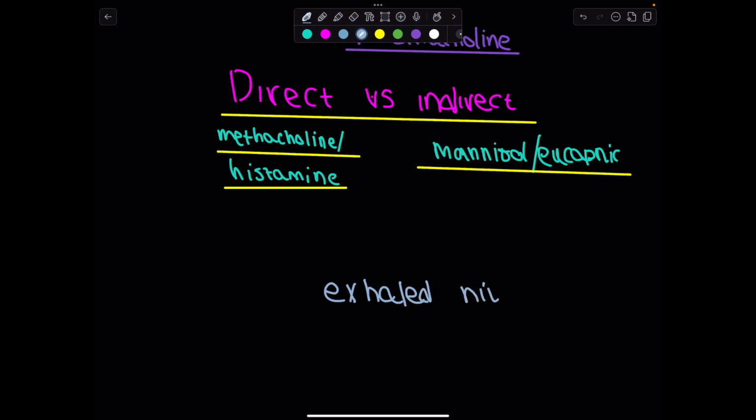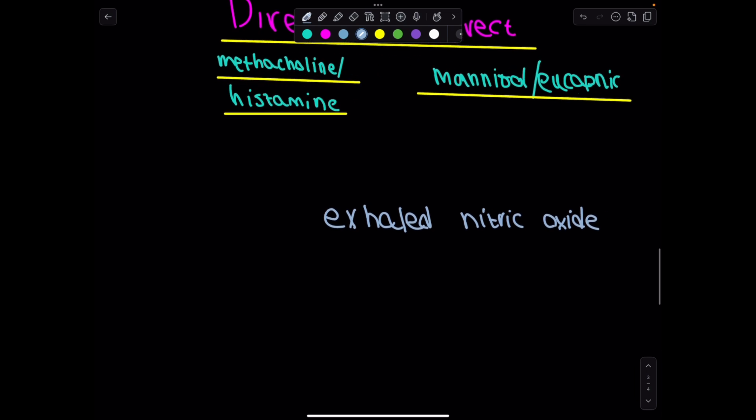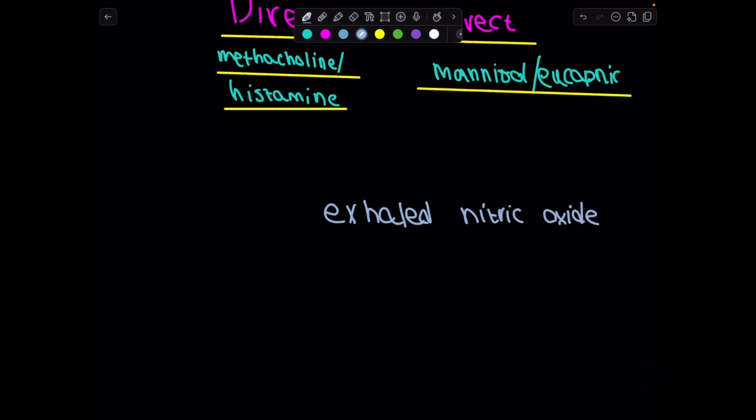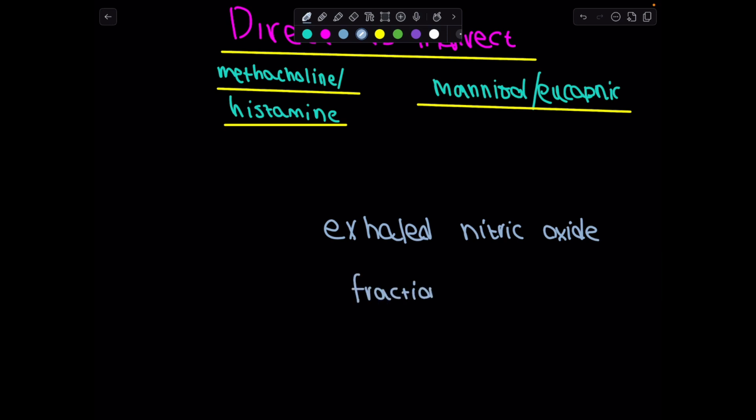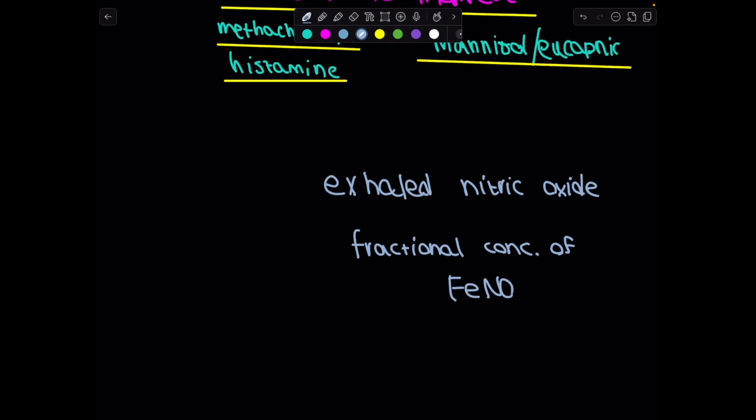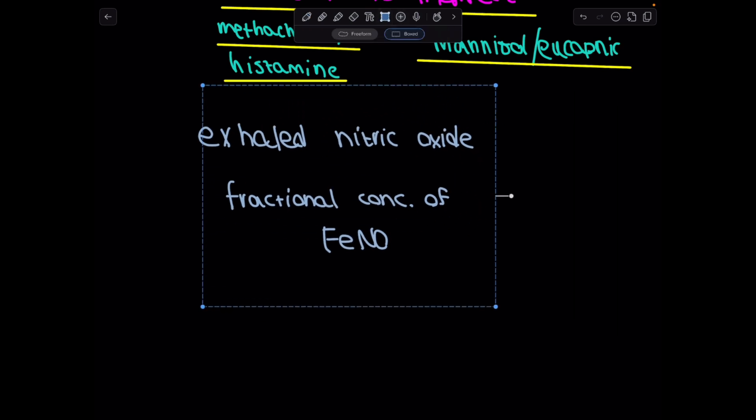Exhaled nitric oxide, or FeNO, is a test that measures the level of nitric oxide gas in your breath, which is a marker of airway inflammation, especially in asthma. You blow into a handheld device, and high FeNO levels, typically above 50 parts per billion in adults, suggest eosinophilic inflammation, common in allergic asthma. It's non-invasive, quick, and helps confirm asthma, guide treatment, or monitor how well meds like inhaled steroids are working, particularly for phenotypes like eosinophilic asthma.